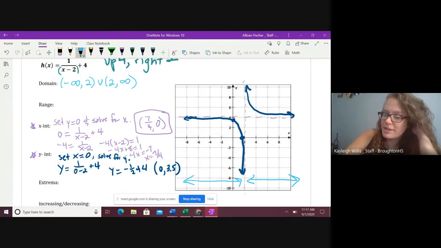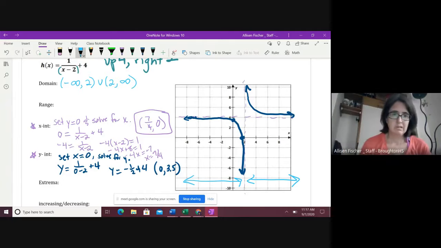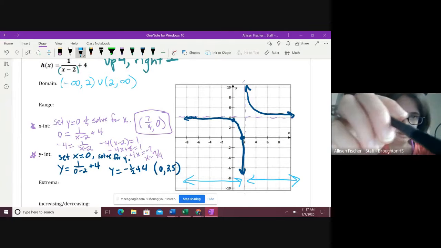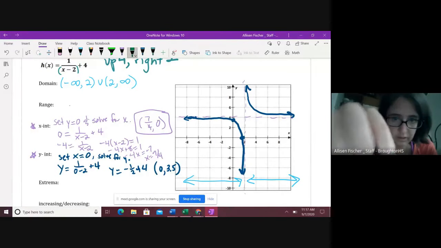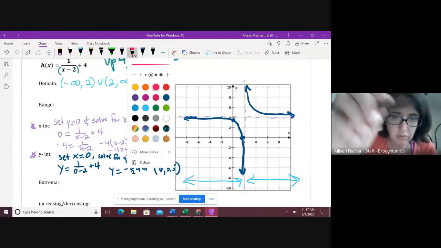And if you're struggling with that notation, we will be going over that in day 2 video. Yes. Well, they have seen that notation, so hopefully they remember it. But if they don't, we will be reviewing it.